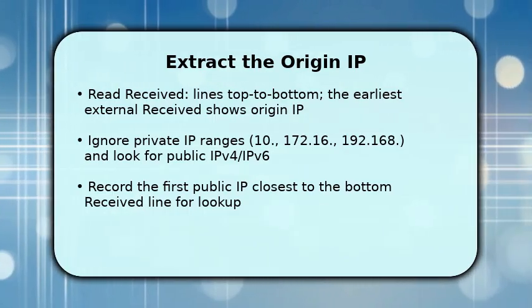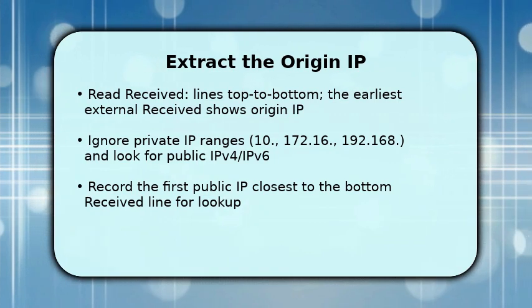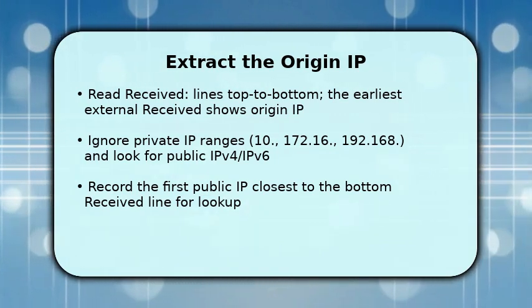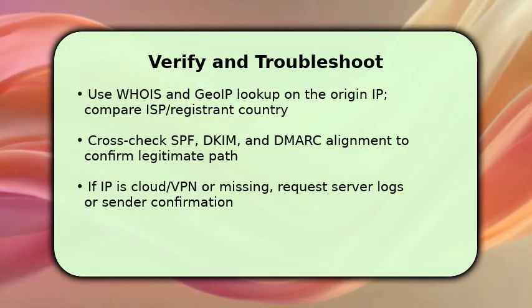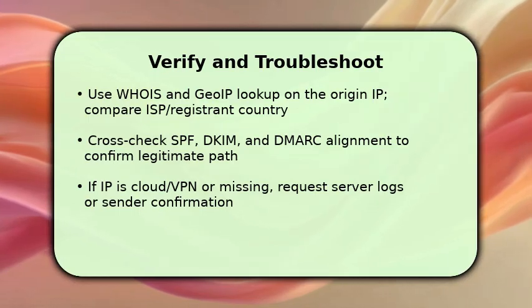Finish by confirming the country with whois and geo IP lookups for the origin IP, and note the ISP or registrant country as the likely source. Once done, correlate results with SPF, DKIM, and DMARC alignment to ensure the header wasn't forged.